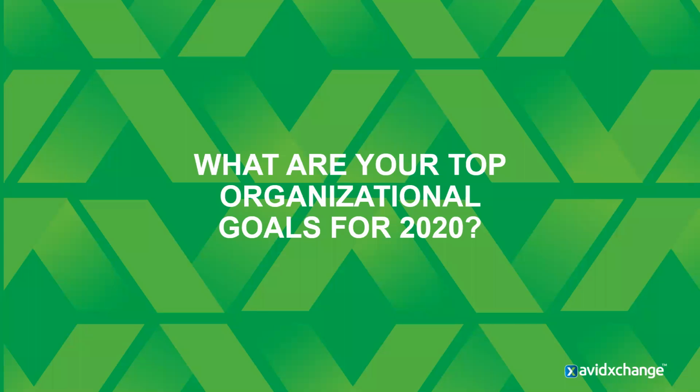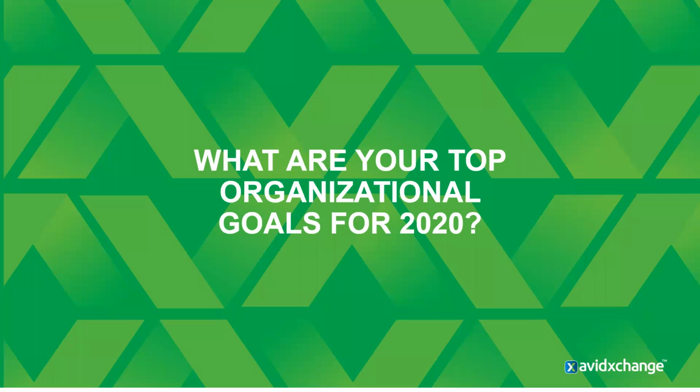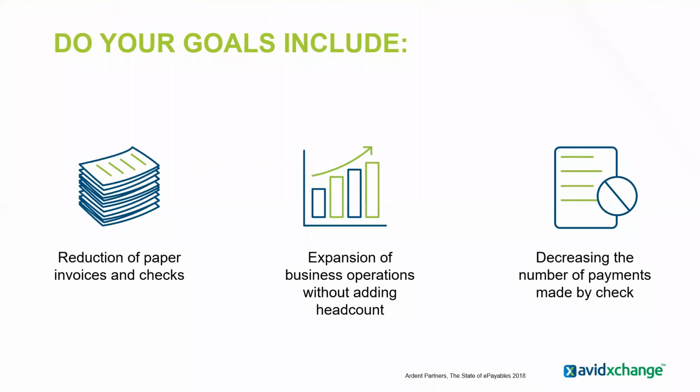So here's what we've seen as the top organizational goals for 2020 with companies. Do your goals include something like this? Reduce the amount of paper invoices and checks. We all know that's where a lot of the inefficiencies come from. And with an expanding business, how do you expand your operations without adding headcount? The third one is to decrease the number of payments made by check, because that's where another part of costs and inefficiencies come from, not to even mention the chance of fraud.